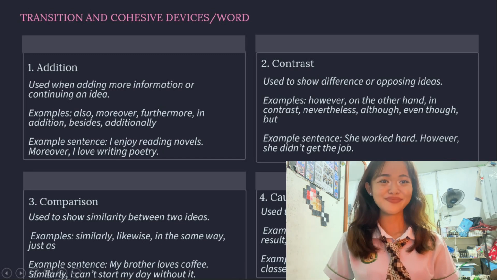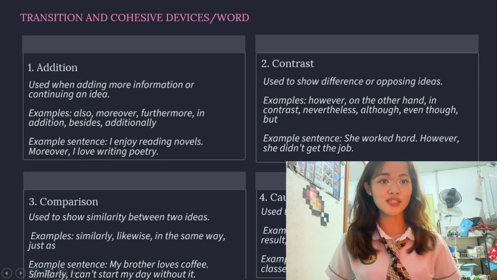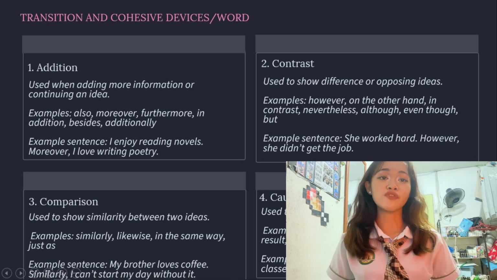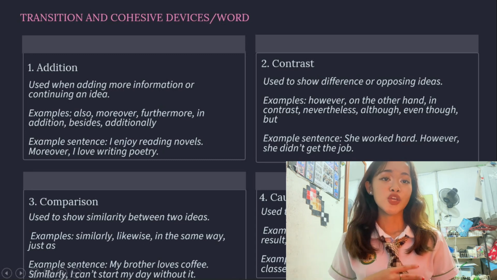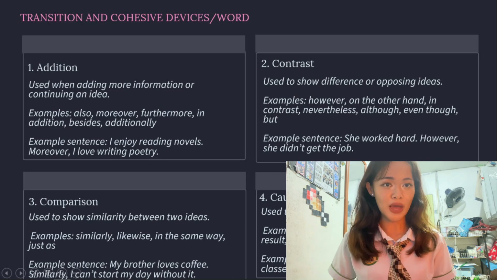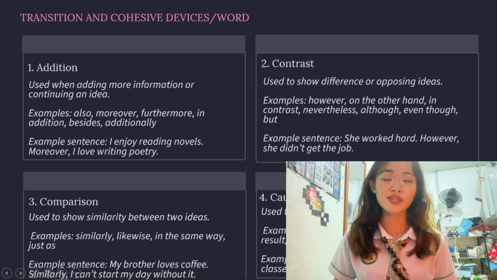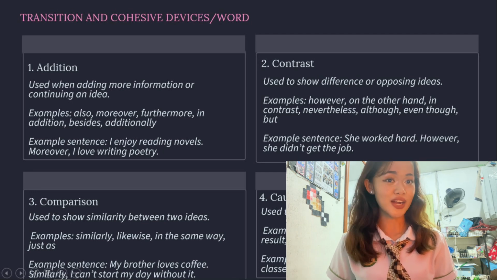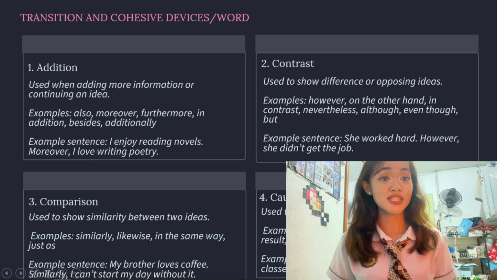Next is the contrast. It is used to show difference or opposing ideas. So I believe that many people confuse the difference between comparison and contrast. The difference between the two is when you say comparison, you are looking at the things that they have similarity about, while contrast is about what they have differently from one another. Examples include however, on the other hand, in contrast, or nevertheless. For example, she worked hard, however, she didn't get the job.